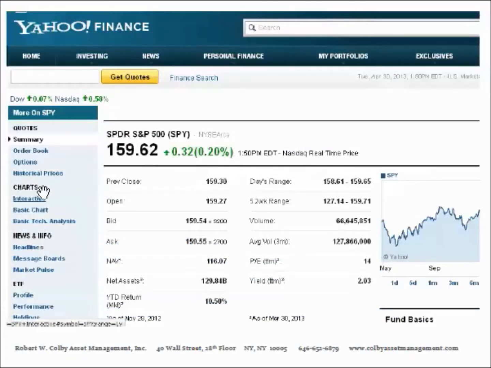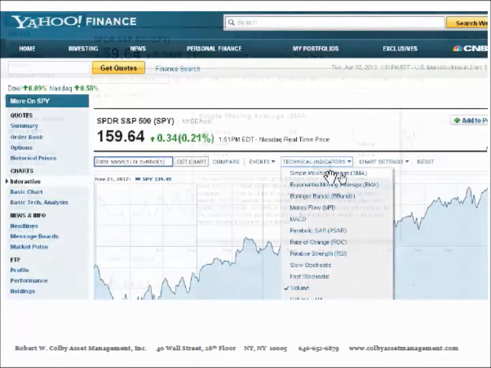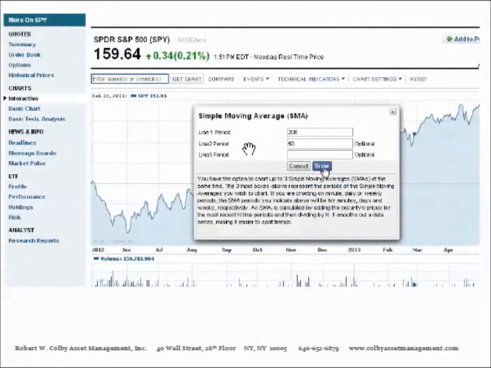On the left-hand side, you'll see the word Charts right there, and under it the word Interactive. So please click the word Interactive. Once you do that, you'll see this little graph here. This jagged line are the closing prices for SPY over a period of time. At the top of this chart, you'll see the word Technical Indicators. If you click that, this little box will pop up, and click the words Simple Moving Average. Click that for me. This box will now appear. It says Simple Moving Average.